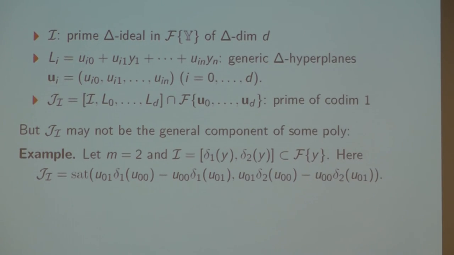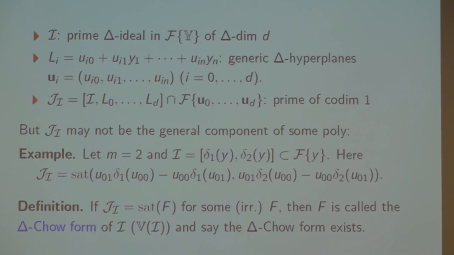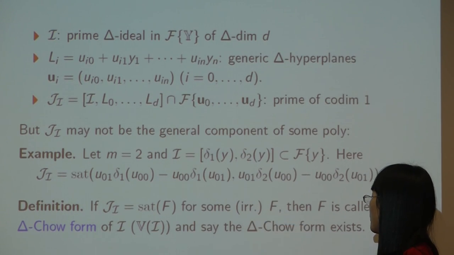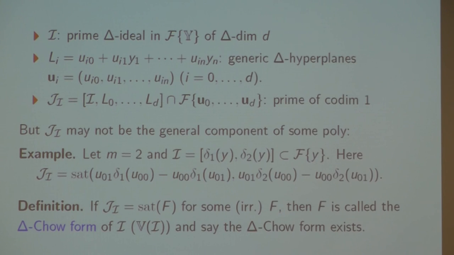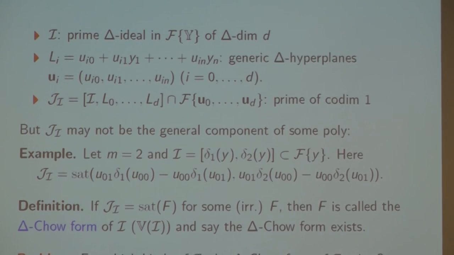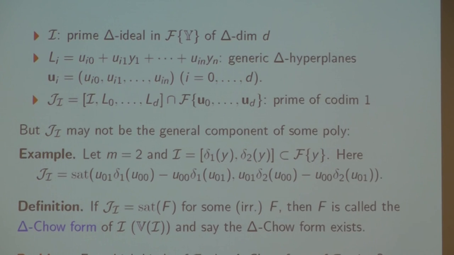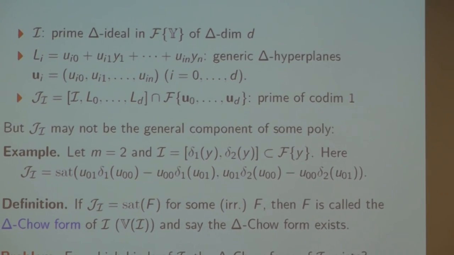Here is an example, when m equals 2 and n equals 1. In this example, I is the ideal of two polynomials. But if this ideal is the general component ideal for some irreducible polynomial f, of course if it exists, it is always irreducible. Then we call this polynomial f the differential Chow form of the prime differential ideal or its corresponding differential variety. And in this case, we see the differential Chow form exists. So the problem is whether, for these kinds of prime differential ideals, their differential Chow form exists.